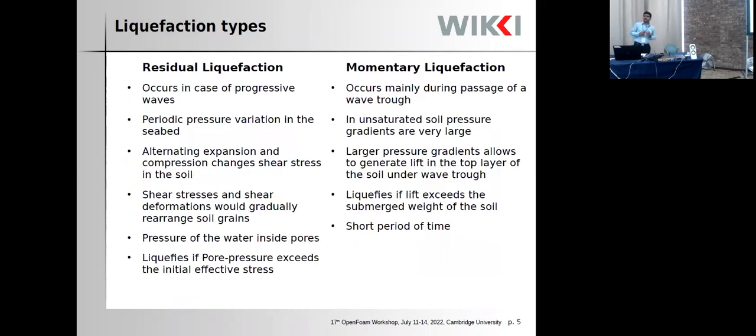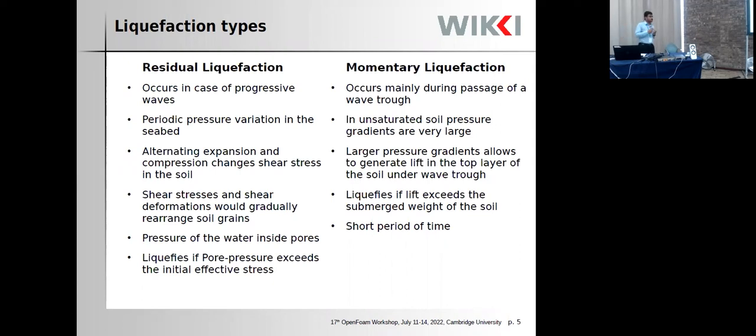Liquefaction can be broadly classified into two types: the first is residual, and then momentary liquefaction. Residual, what I have been telling you before, occurs in the case of progressive waves. You have a periodic pressure variation in the seabed, and due to the alternating expansion and compression, that changes the shear stress in the soil. These deformations in the shear stress gradually rearrange the soil grains, and then the pore water pressure between the soil particles increases. Whenever this pressure is greater than the initial effective stress of the soil, the soil behaves like a fluid.